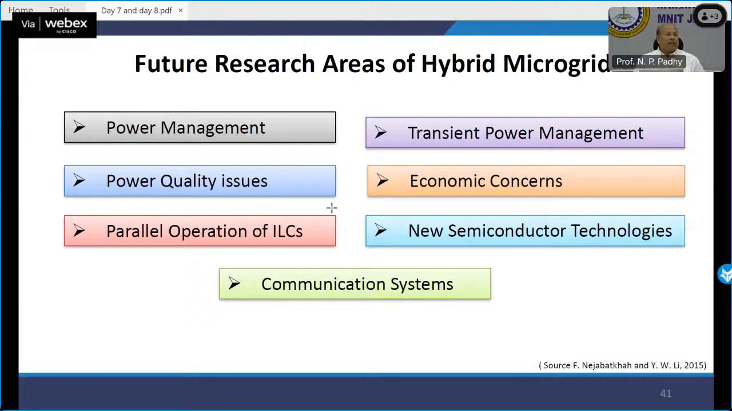New semiconductor technology we have mentioned in 2015 itself. This is also a new area, and today, 2025, we are talking about semiconductor, so power conducting devices should be indigenous. Economic concerns, that's very important, because when you talk about load sharing, who has to share what? Transient power management is an interesting problem. Communication system is also equal. So these are the 7 research problems one can work on in the field of hybrid microgrid control strategies.